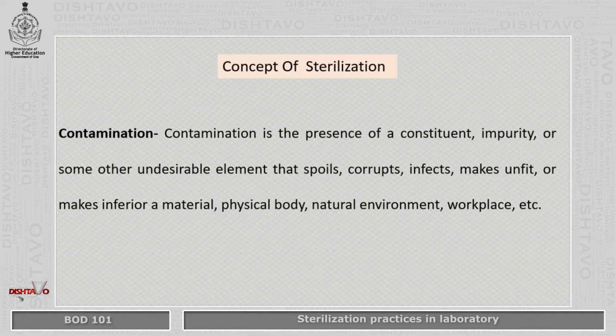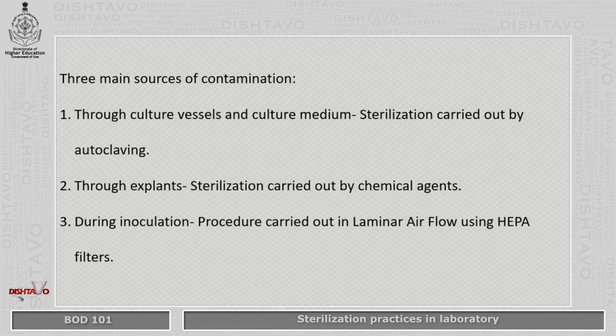Concept of sterilization. Before learning what is sterilization and why we need sterilization, let's learn what is contamination. Contamination is the presence of a constituent, impurity, or some other undesirable element that spoils, corrupts, infects, or makes something unfit or inferior, such as a material, physical body, natural environment, or a workplace. There are three main sources of contamination. First, through culture vessels and culture medium. Sterilization of these culture vessels and culture medium is done using an autoclave.